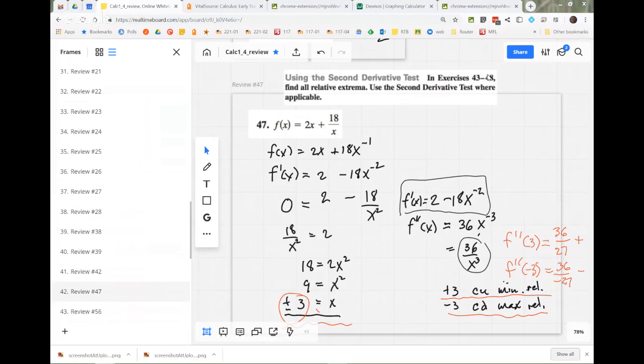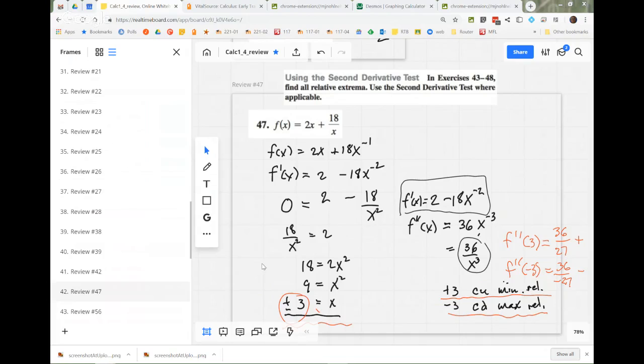So I've done that on the left side here. 2x plus 18x to the negative 1. Derivative: 2 minus 18x to the negative 2. So that's 2 minus 18 over x squared. Add 18 over x squared to both sides. Cross multiply. And you come up with two values for x where the first derivative is 0: plus and negative 3.